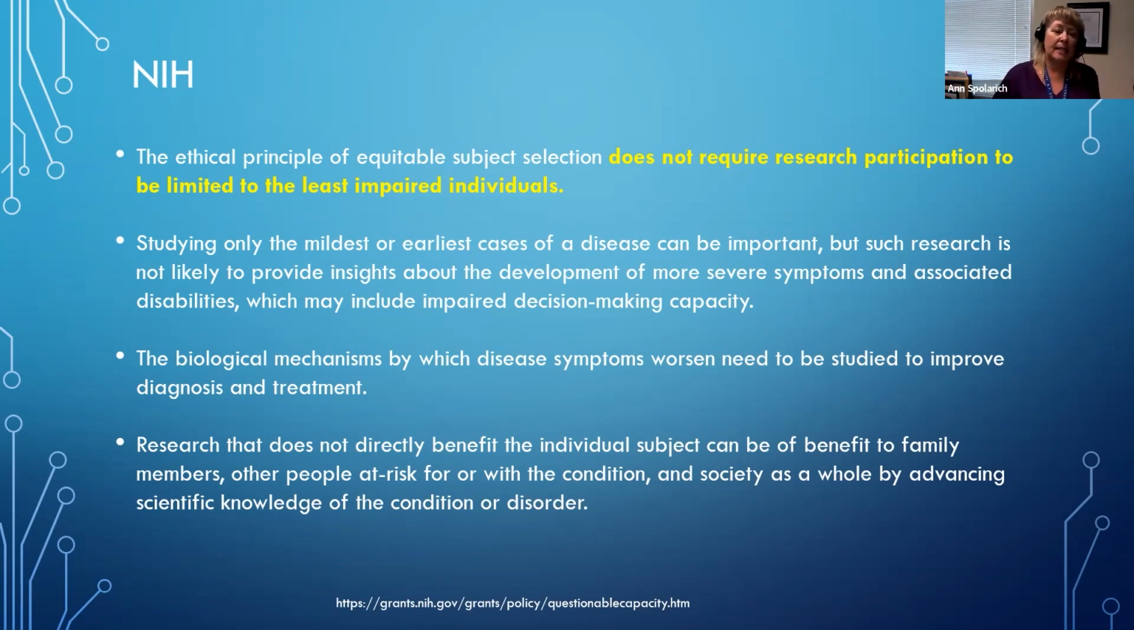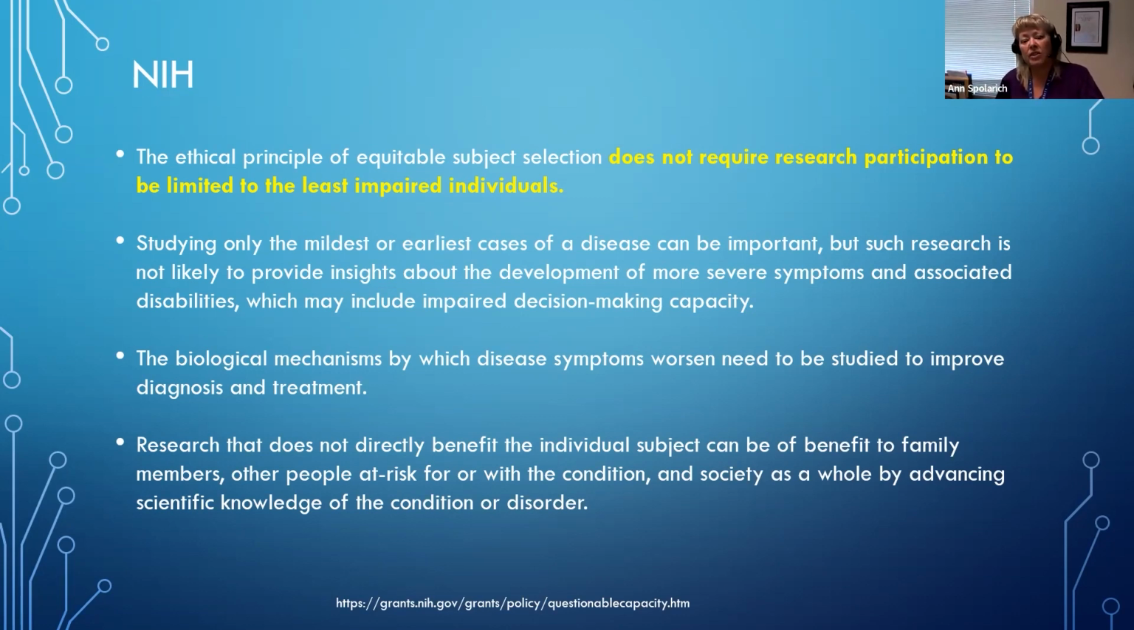It isn't likely to give us a lot of insight into the development of more severe symptoms and the associated disabilities that result as that condition progresses. And that can also include someone's impairment of their decision-making capacity. So Dr. Perry brought up a really good example of this: Alzheimer's disease. Somebody's decision-making capacity at the time of a new early onset diagnosis is going to be very different from how it might be in the later stages of the disease.